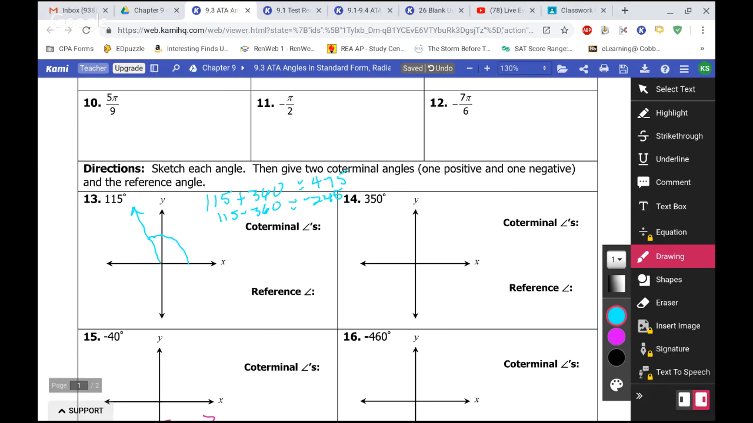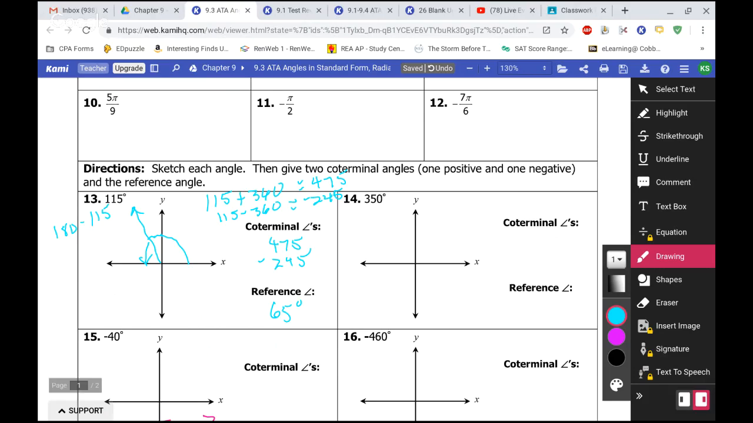So my coterminals were 475 and negative 245. My reference angle is the quickest way to the x-axis, which is going to be this way. So that's going to be 180 minus 115. So 65. I think I did it in my head. You go, girl. You're a genius. There you go. Good job. That's how you do that.